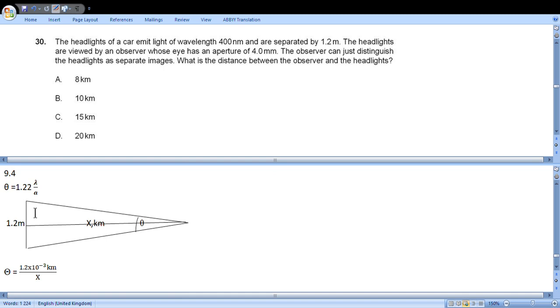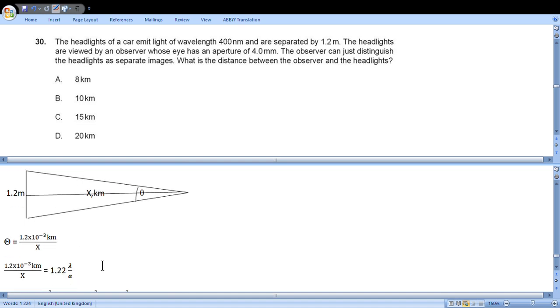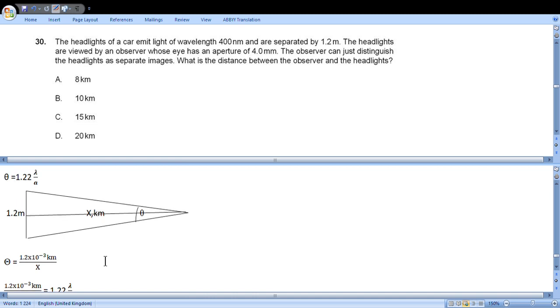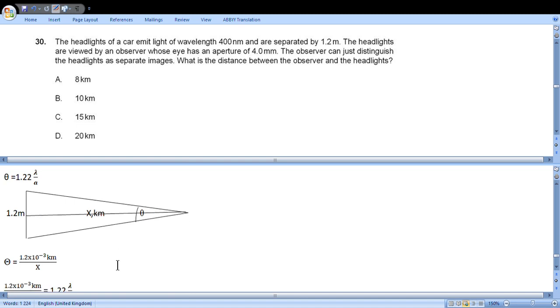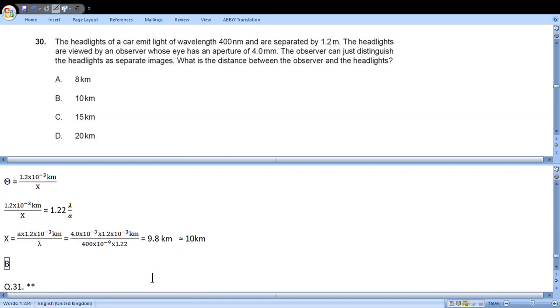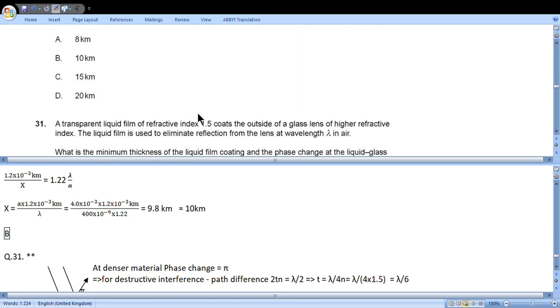I have drawn the picture, the standard picture, and this is the formula. From this formula we can find this distance x. This angle theta is given in radians if you divide the distance between the headlights by x. Geometry tells us that. On the other hand, it equals 1.22 lambda over aperture. So putting in values, we get 10 kilometers. Choice 30.